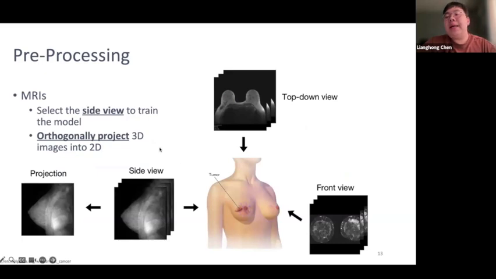Then we pre-process the MRIs of 61 patients from TCIA. The MRIs of these patients involve 3 different types of views. Some patients have a side view, some have a top-down view, and some have a front view. In this study, we choose the side view because this was easy for humans to perform visual inspection to check the quality of the generated images. In addition, to improve the efficiency of the model training, we further orthogonally project the 3D MRIs to 2D.